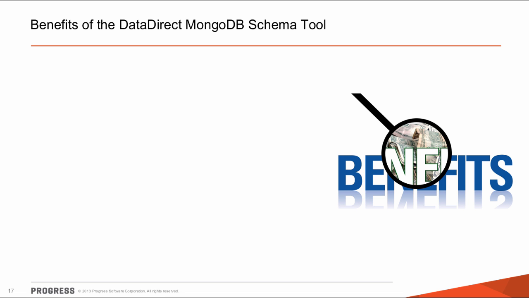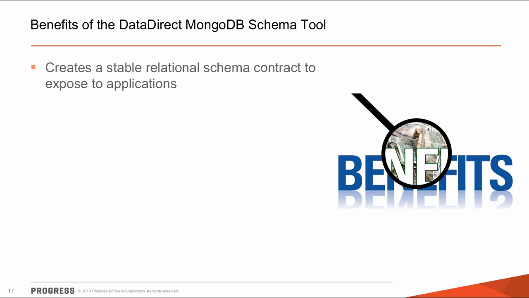So what are some of the benefits of using this schema tool, this DataDirect MongoDB schema tool, this mapping tool? Well, first, you use it to inject this metadata to create a stable relational schema contract to expose to applications that maps potentially complex MongoDB JSON data.